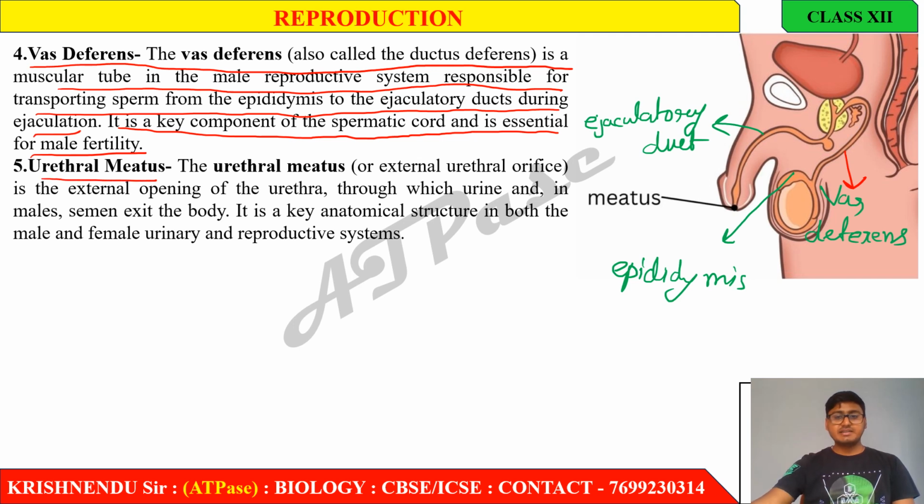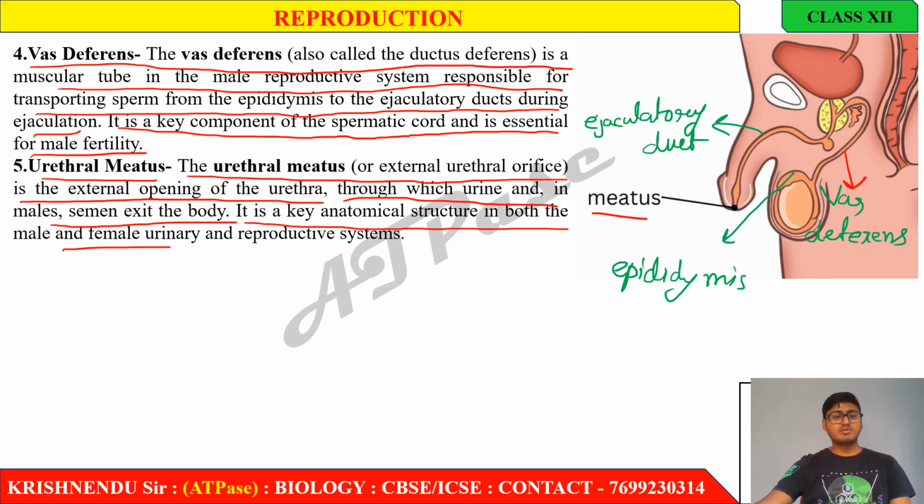Next, urethral meatus. This is known as meatus. You can see the location of the meatus. The urethral meatus, or external urethral orifice, is the external opening of the urethra through which urine and, in males, semen exits the body. It is a key anatomical structure in both the male and female urinary and reproductive systems. Through the urethral meatus, the urine as well as sperm is removed from the body.